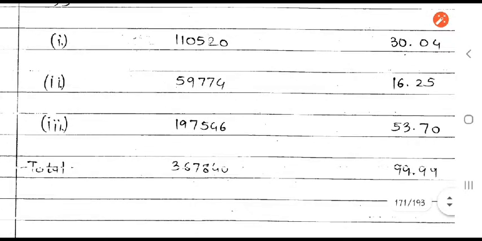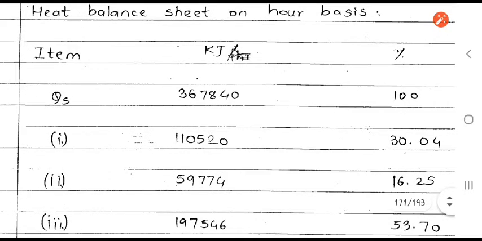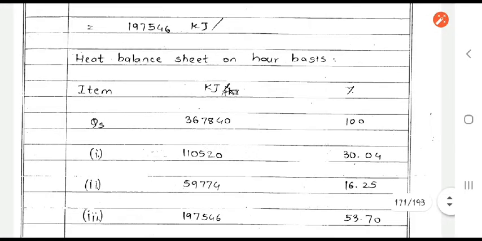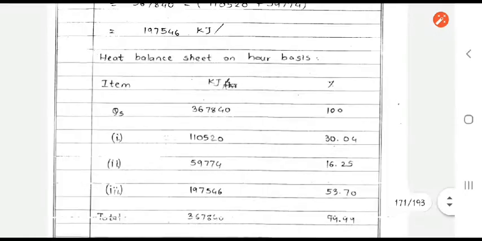When you add 30.04 plus 16.25 plus 53.70, you get a total percentage of about 99.99, which is equal to the total heat supplied percentage, that is 100. So like this we can tally our answers and we can say our solution is correct.